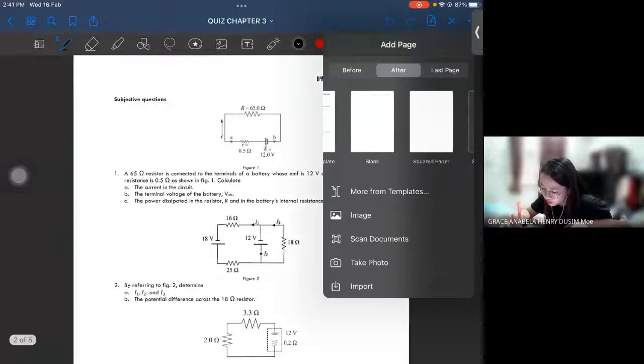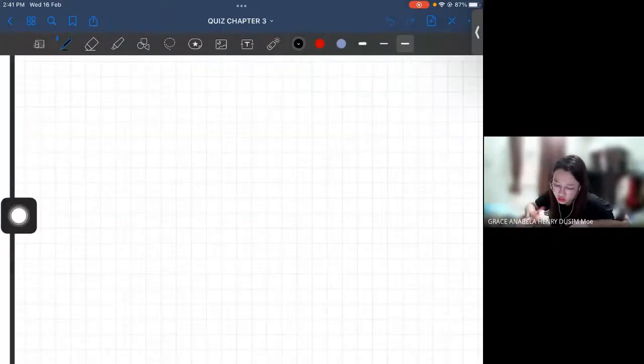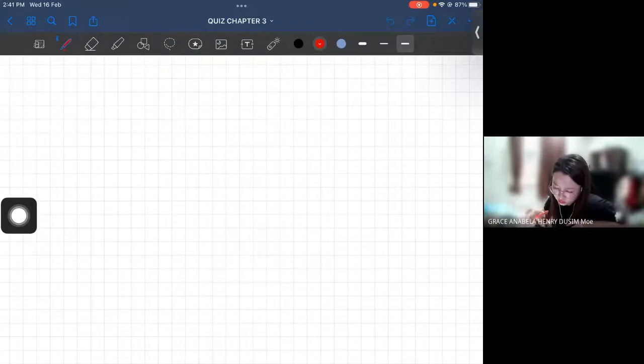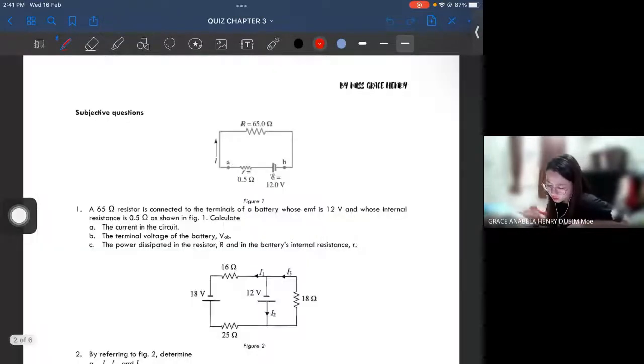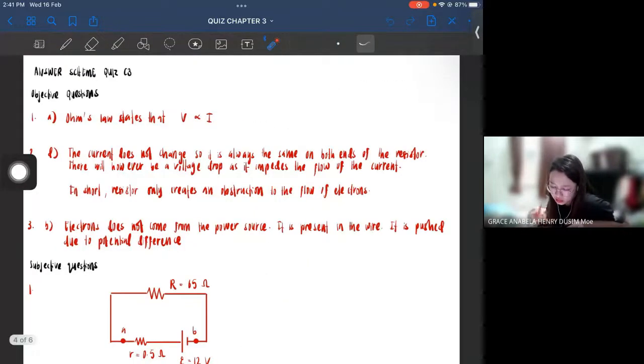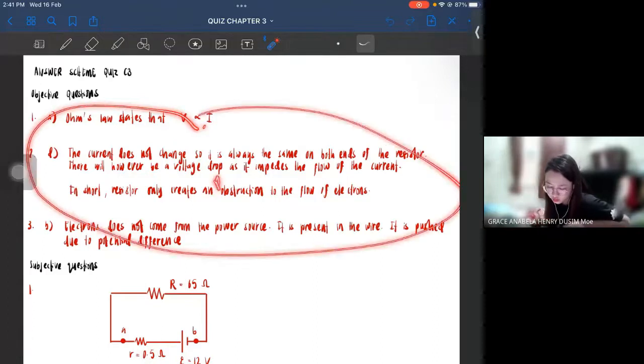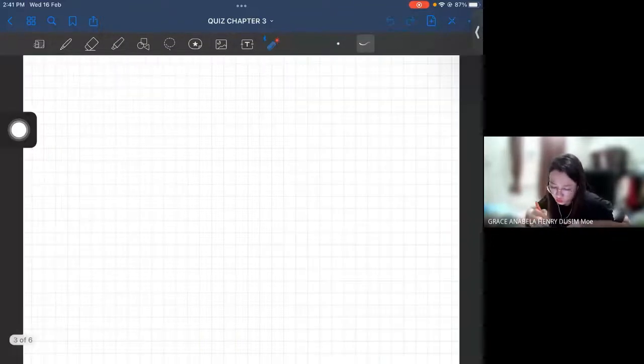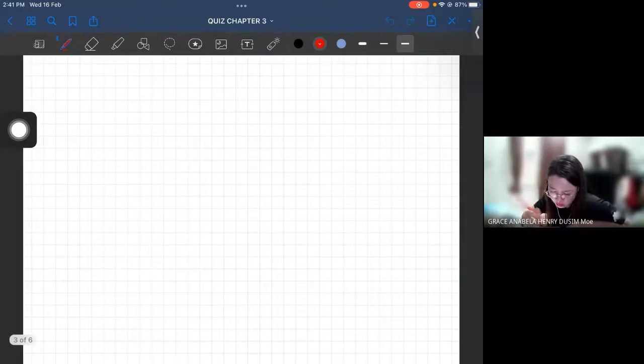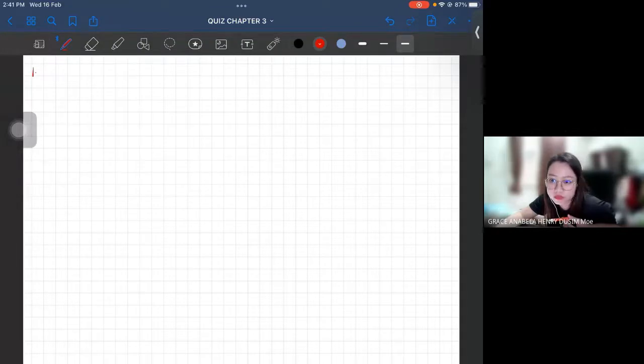Base punya answer scheme dulu. So, objektif nanti kamu baca sendiri, Miss upload di Google Classroom lah. Okay, so question 1. Kejap. Miss mau download answer scheme.